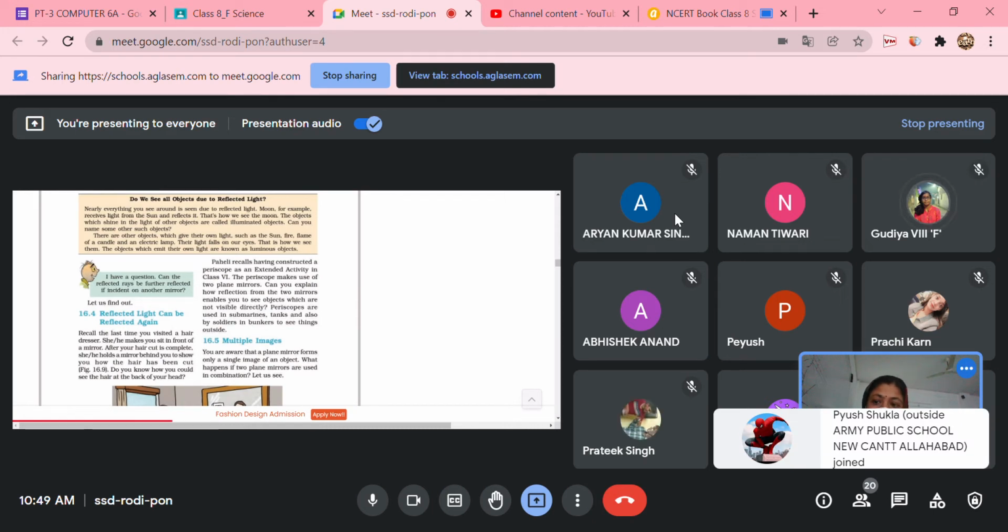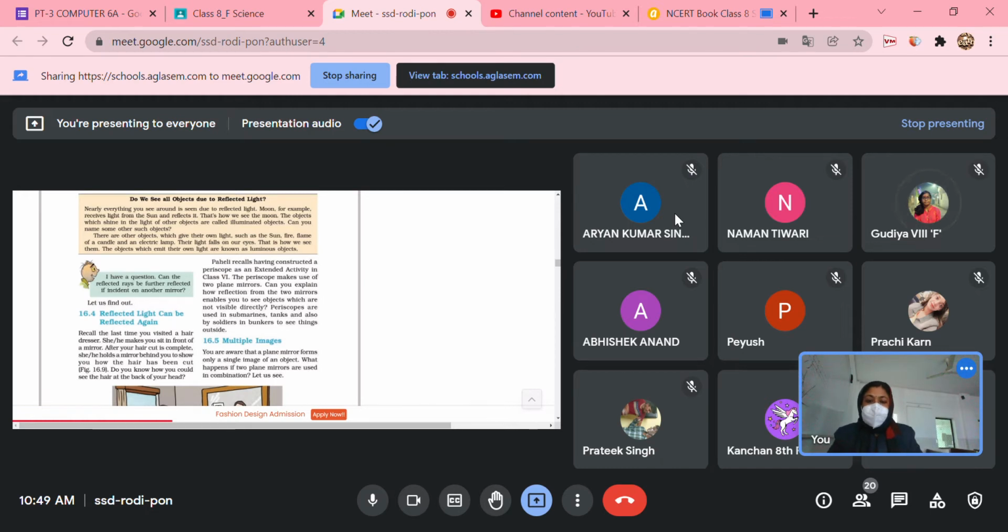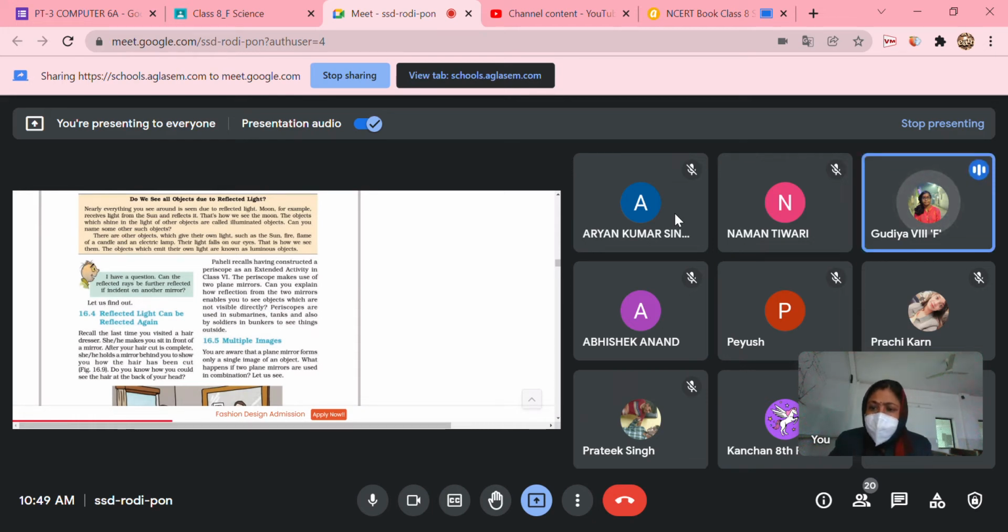Okay, Gudia, read the yellow patch. Do we see all objects due to reflected light? Nearly everything you see around is seen due to reflected light. The Moon, for example, receives light from the Sun and reflects it. That's how we see the Moon. The objects which shine in the light of other objects are called illuminated objects. Can you name some other such objects?